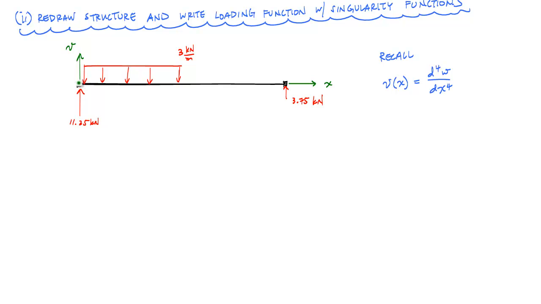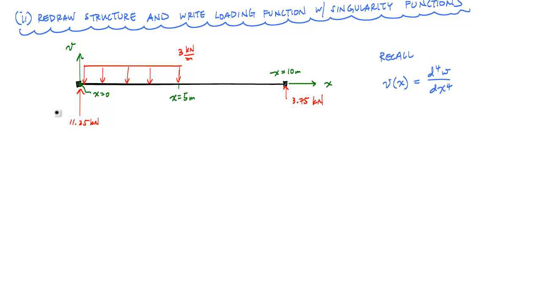And at this point right here is x equals 0. This point where the distributed load ends is x equal to 5 meters. And then here where this concentrated load is, or this reaction, this is x equal to 10 meters. Those are important to note when you write out the singularity functions to describe each of these loads. So let's go ahead and write out that loading function.